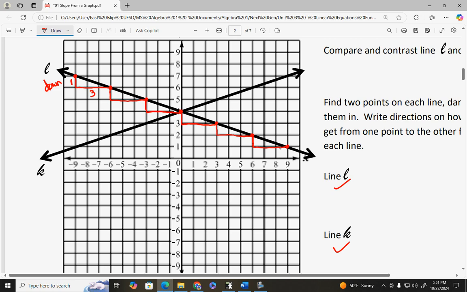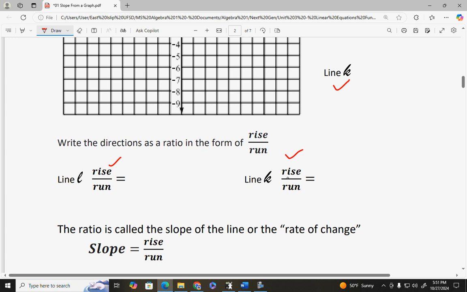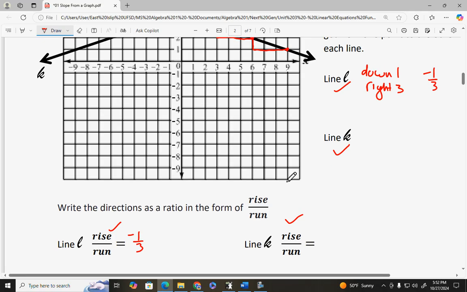So I know I said I wasn't going to do my directions, but I'm changing my mind. I want to write down that I'm going down 1 and right 3. And this makes me write the fraction -1 over 3. That's my ratio. So my ratio is actually -1 over 3 because the directions were down and right. And I hope that makes sense to you.